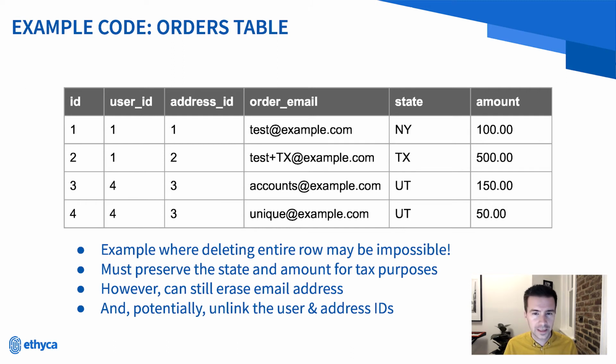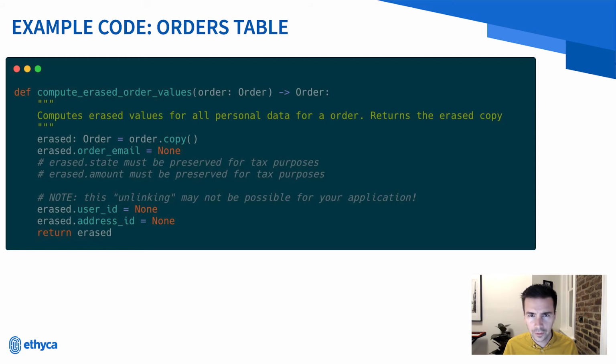However, we can erase the order email address. And in this case, let's assume that we only need the aggregate number of orders, we no longer need to link those back to anonymous users. So we can go ahead and null out those IDs as well.